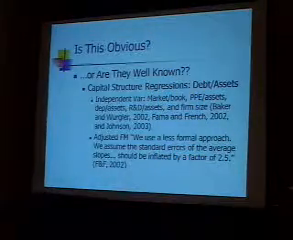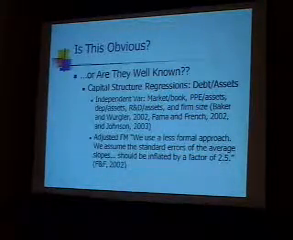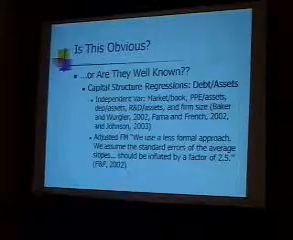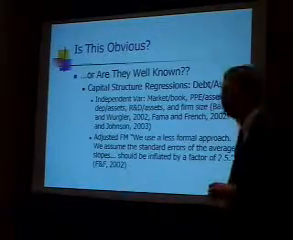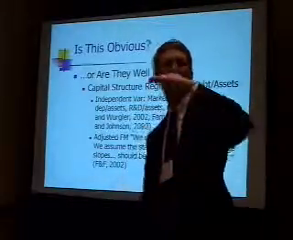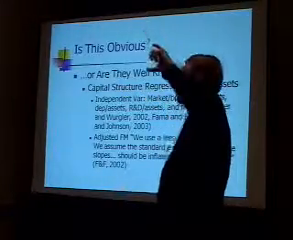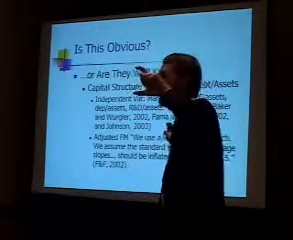There's another paper by Fama and French that uses a slightly different method. We use a less formal approach. We assume the standard errors on the average slope should be inflated by a factor of 2.5. So you take the Fama-Macbeth standard error and multiply by 2.5 to get it bigger. Now, it's actually more serious than that.